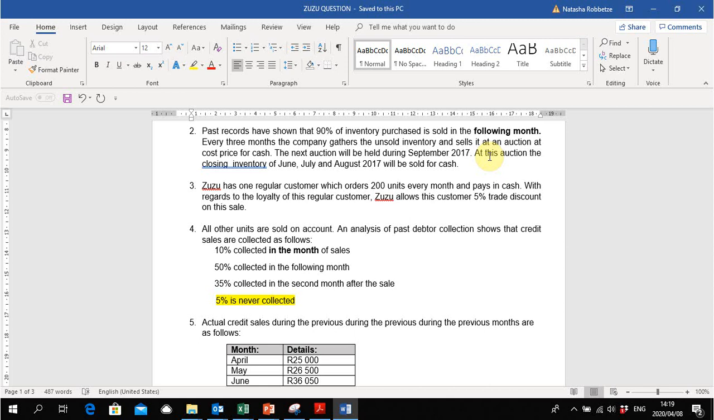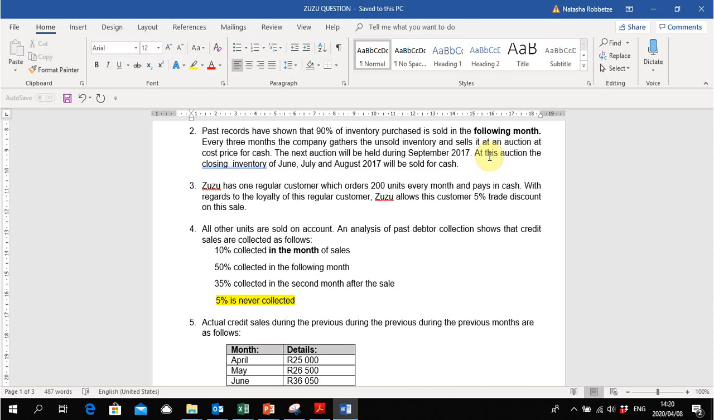Note number 4, we are told that the data collection works as follows. It's 10% in the month of sale, very important. Sometimes we don't have an accounting problem, we have a reading problem. It says in the same month, 10%. Then 50% collected in the following month, 35% collected in the second month, and then 5% is never collected.